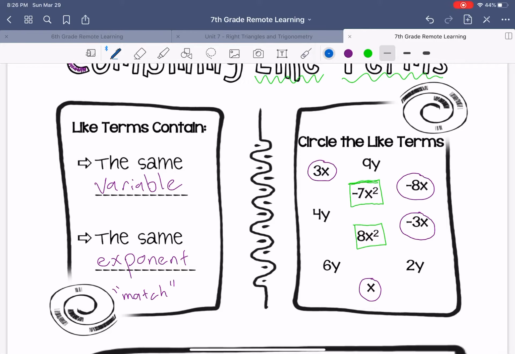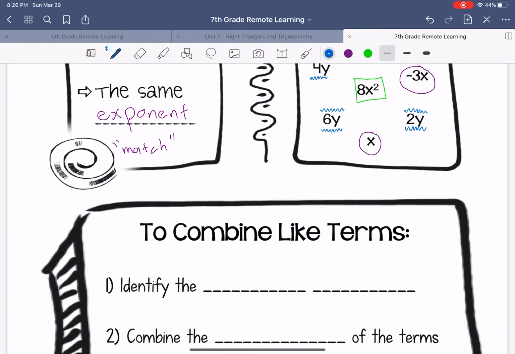And then what else do we have left? I'm going to do a squiggly underline. We have our 9y, and what also matches is 4y. We have 6y and 2y. And all of these have a variable of y with no exponent, so we know they are like terms. They match. Okay?